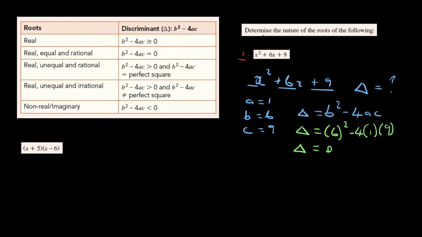So once we've calculated what our discriminant is, we go back and look at our table. In what situation is our discriminant 0? We see that our discriminant is 0 when our roots are real, equal, and rational. So our answer will be what? Our roots will be real, equal, and rational.